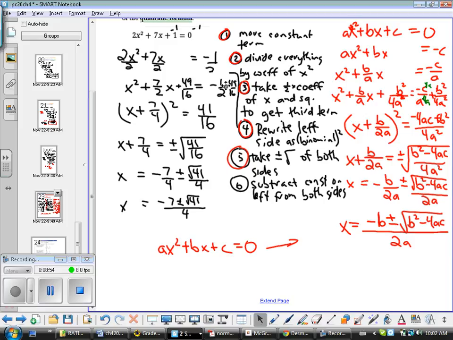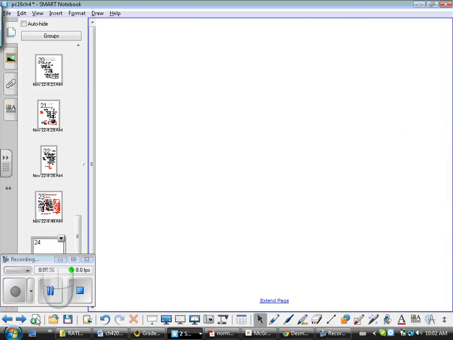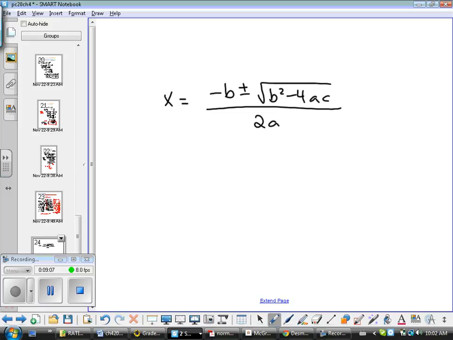So that's my quadratic formula. It's very important, and I hope that you will memorize it. So I'll write it again. x equals negative b plus or minus the square root of b squared minus 4ac all over 2a. And yes, you should memorize that.